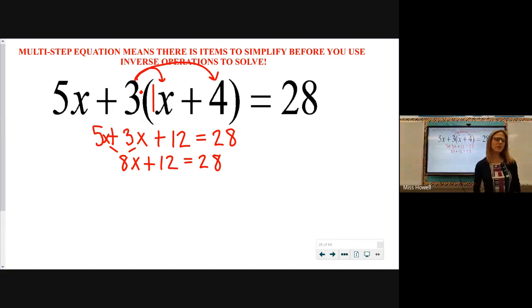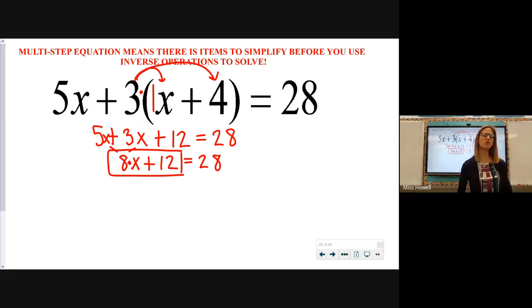All right, now that we've done our distributing and our simplifying, we can see that on the side where x is, there's two things. There's a times by 8 and an add 12, which means this is going to take two steps or two inverse operations to help us solve. I cover up my x term. What I can see inside my box of add 12 is what we would need to remove first. So our first inverse operation will be to subtract 12 from both sides.